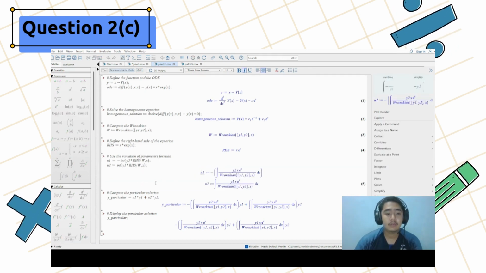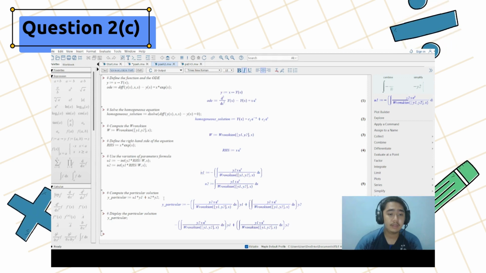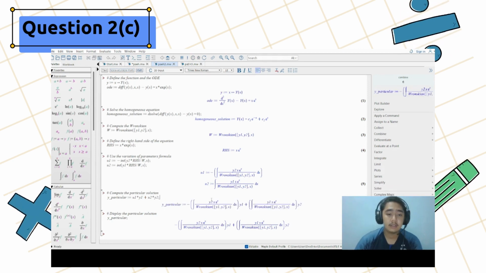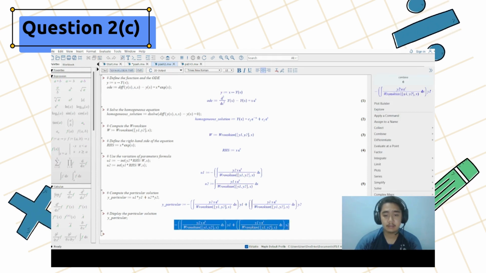And then to compute the particular solution is simply u1 times y1 plus u2 times y2, and then you will get it like this. And then display the particular solution and you will get it like this.